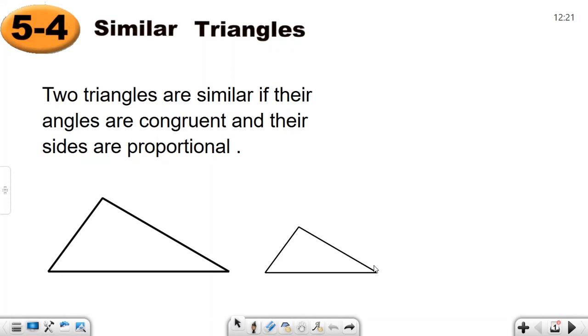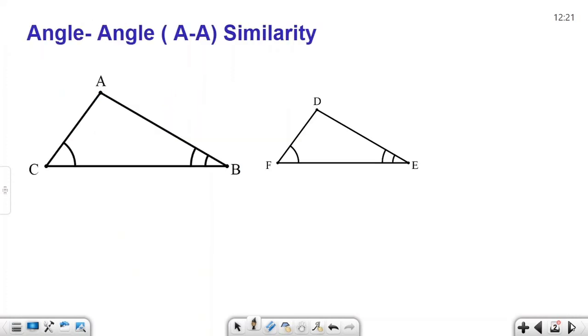So the angles will be congruent and the sides are going to be proportional. We can write a proportion by using their sides. The angles are the same, but as you see, the triangles are not. One of them is smaller than the other.